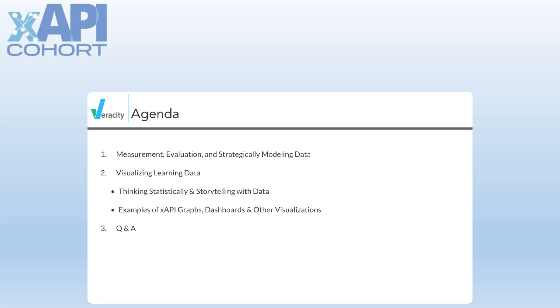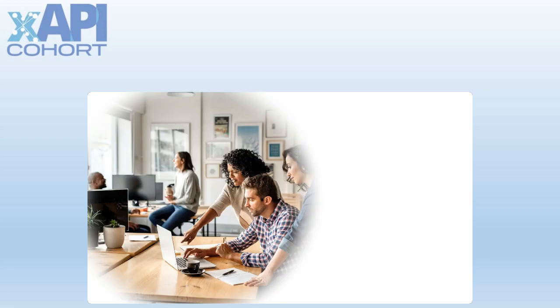So getting into the agenda, this is what I'll cover today. I'll talk about measurement and data strategy, while Rob will share his thoughts on and suggestions for thinking statistically when visualizing learning data, and also provide some examples for you. There are a lot of options out there for authoring tools that generate xAPI data, but is the data truly representing the types of reports and analytics that you need?